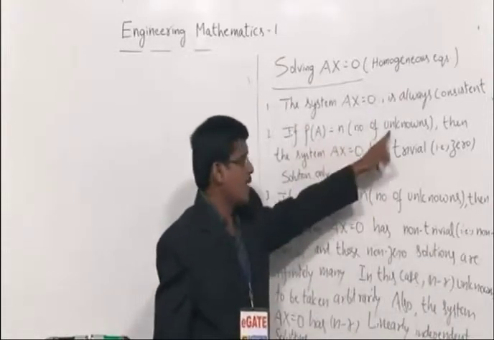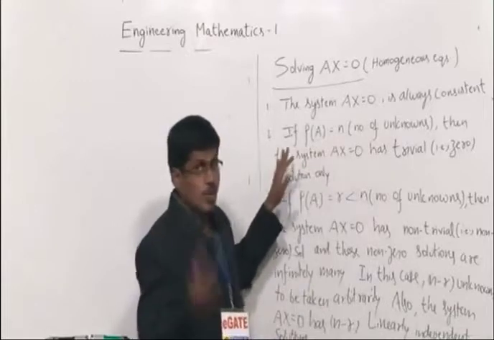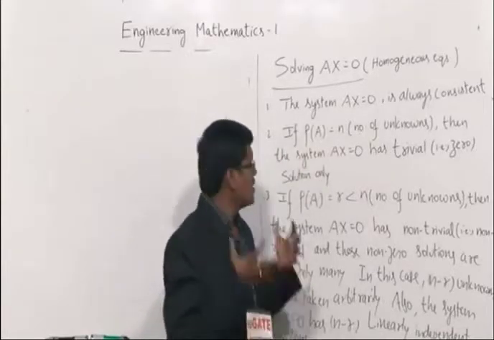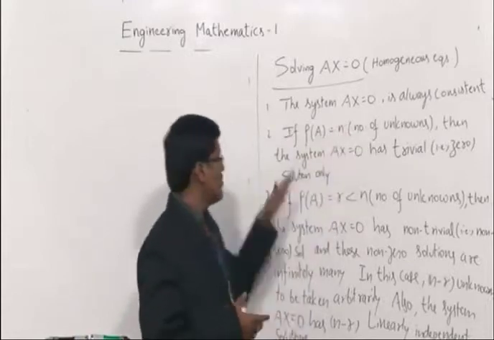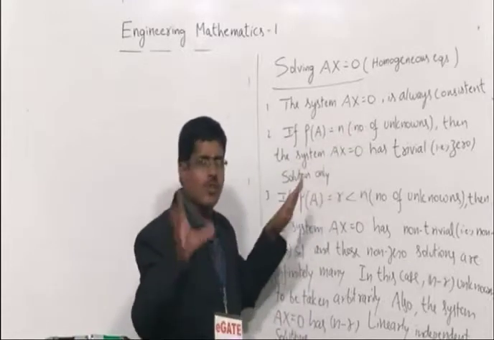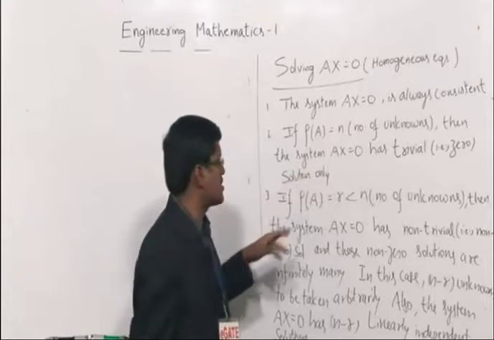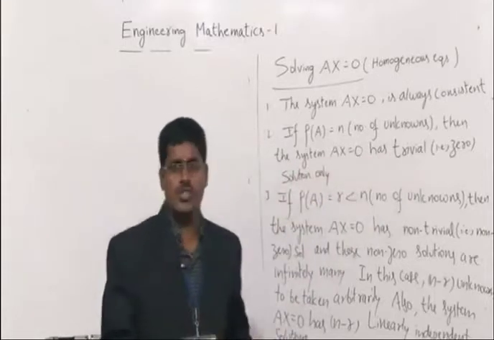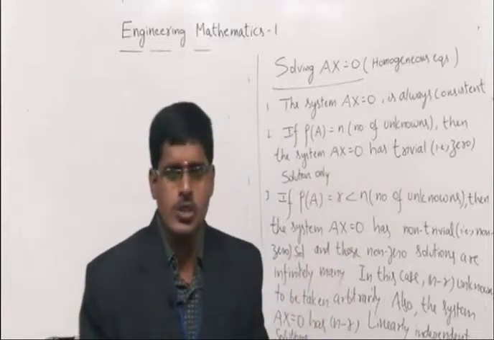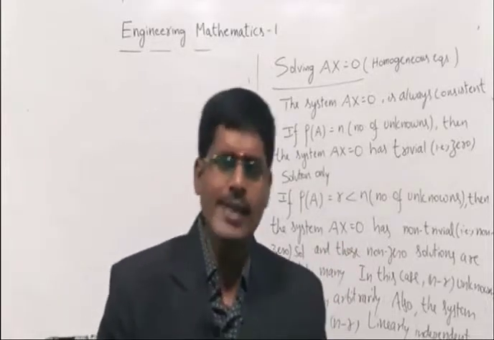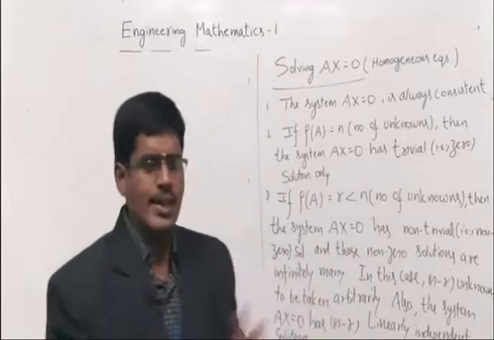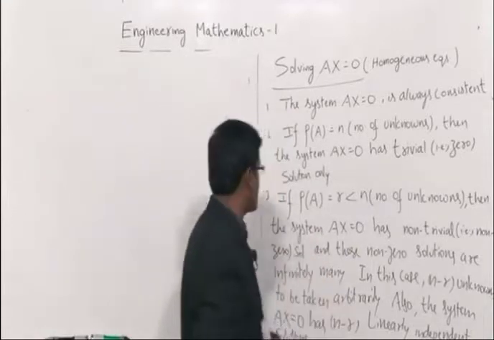Whenever rank A is equal to n, the number of unknowns, then here there is no C matrix because the right side is 0, only the A matrix. Find the rank of the given matrix. If that rank is equal to the number of unknowns, then the system Ax equal to O, the given homogeneous equations, has the trivial, that is 0, solution only, no other solution, all variables equal to 0. Whenever you get rank A equal to the number of unknowns, there is no more solution. You try it, or I will show you in examples.